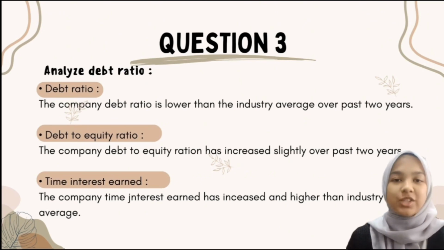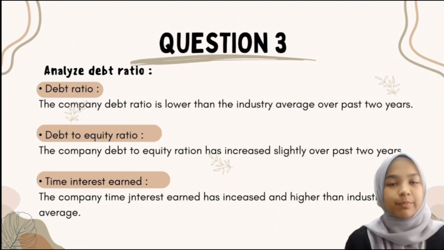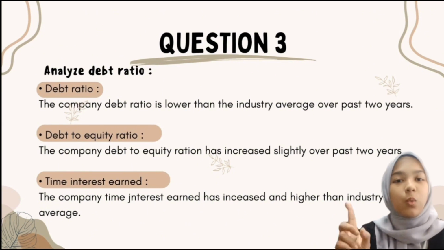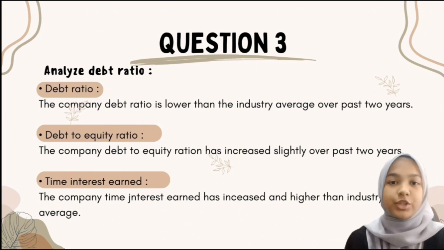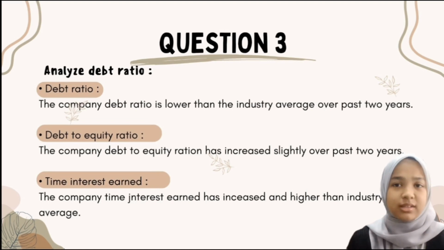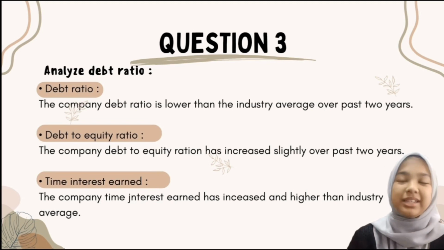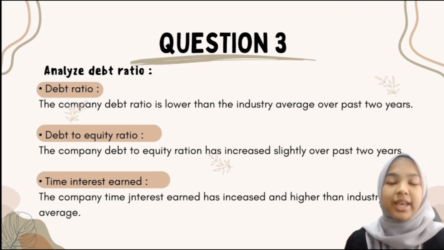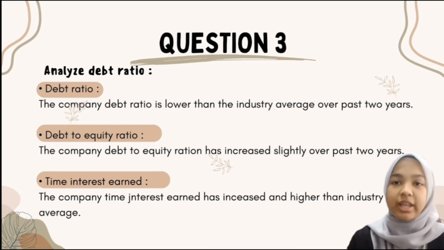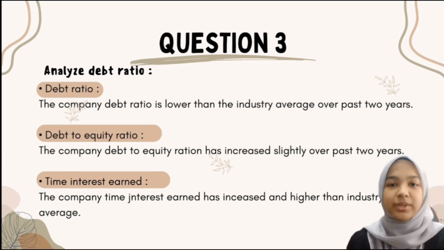Question 3 was asked to analyze and interpret the debt and profitability ratios. So, let's explain one by one. The first one is debt ratio. In this case, the company debt ratio has decreased. The company debt ratio is lower than the industry average over the past 2 years. This shows that the company has stronger financial accounts compared to its industry peers.